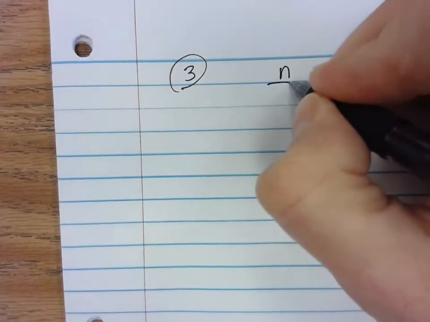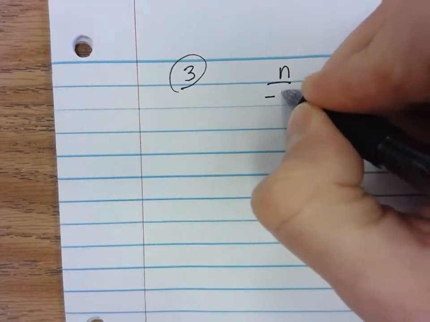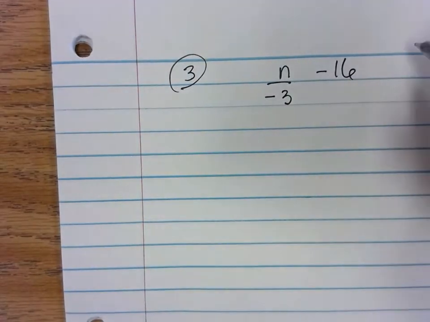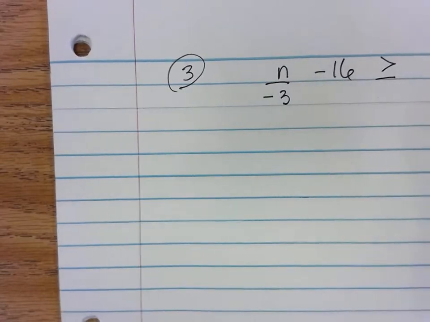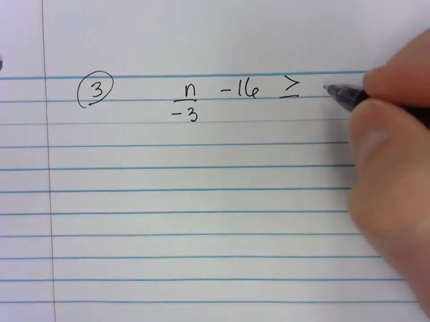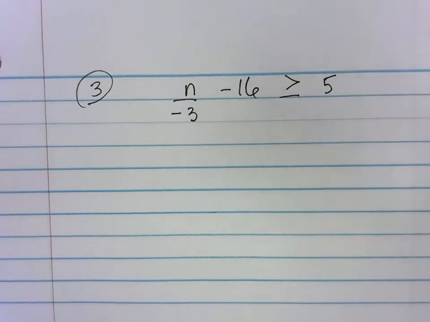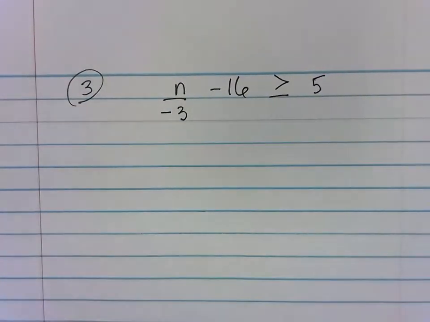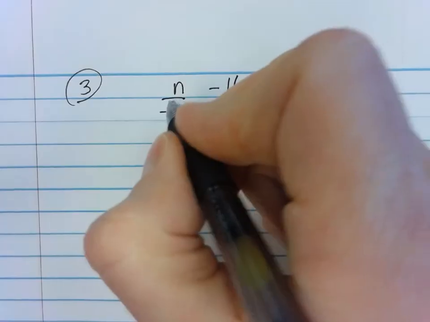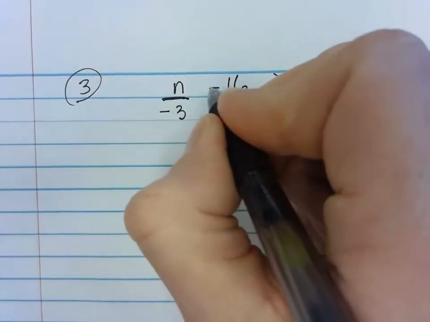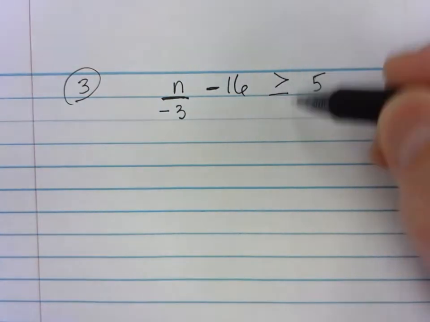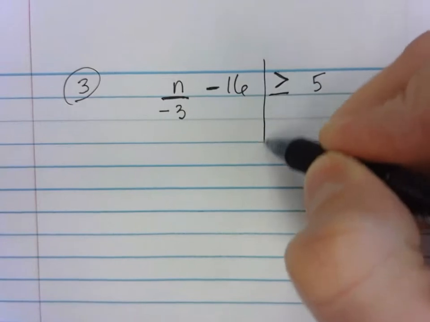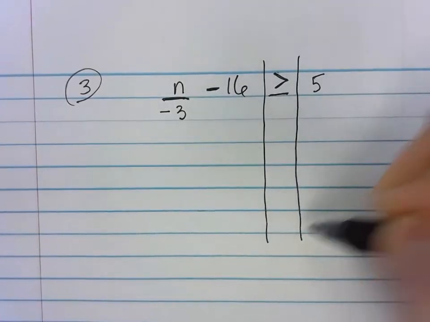N divided by -3 minus 16 is greater than or equal to 5. Let's say 5 right there. All right. So we've got N is being divided by -3. Okay, got division here. We've got minus 16 here. Greater than or equal to 5. Start out with your little train tracks.